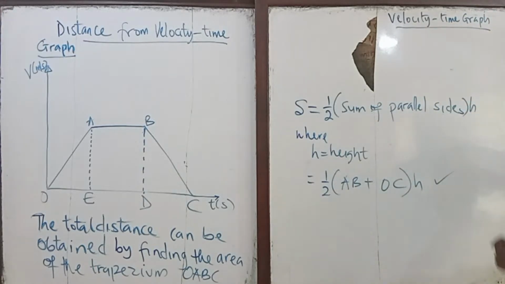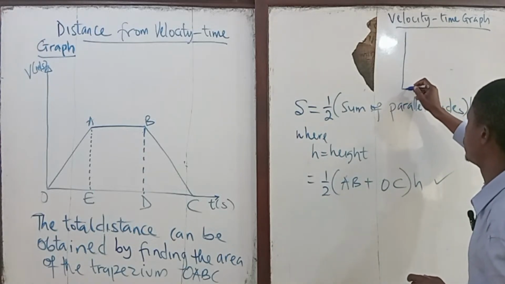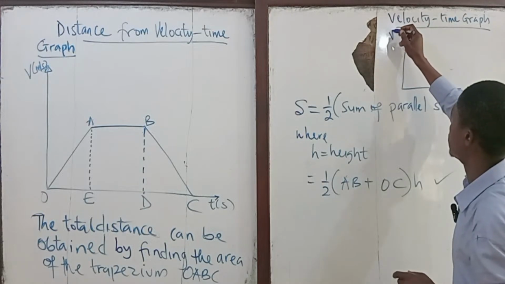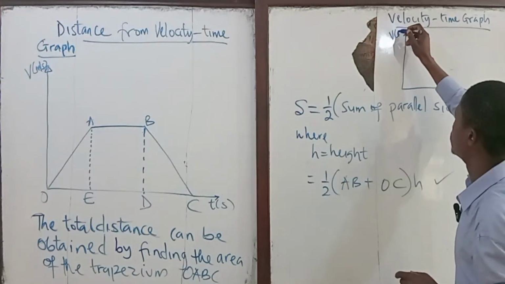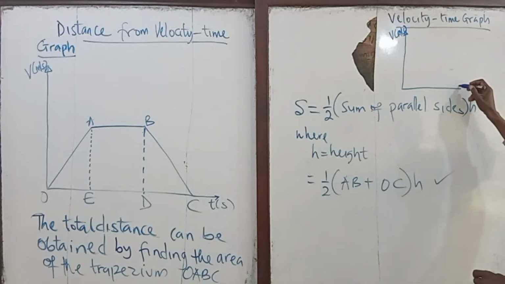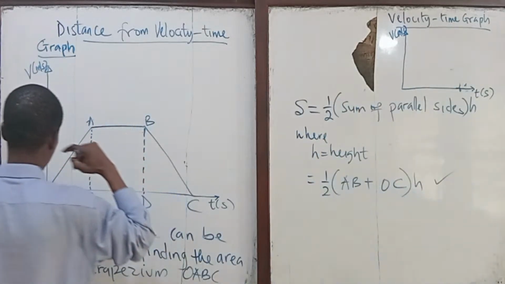Okay, for velocity time graph, you are going to have velocity on the vertical, and then you put the units by the side, meters per second. Velocity on the vertical, and then the time on the horizontal, in seconds. I can do it here.